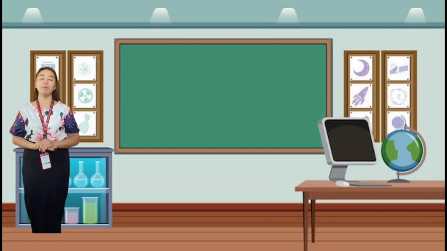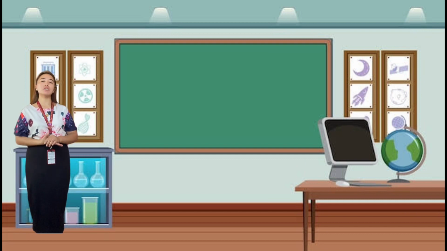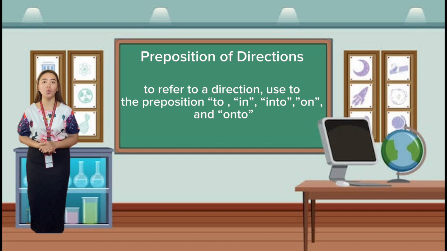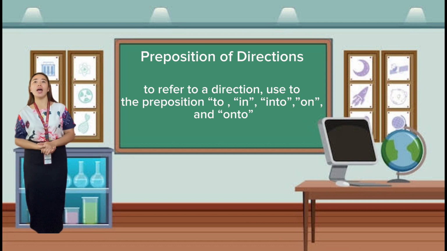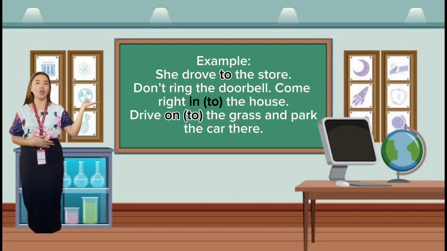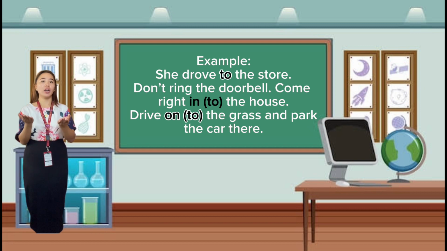First preposition that we will discuss is preposition of direction. Preposition of direction refers to a direction. We use the prepositions to, in, into, on, and onto. For example: she dropped to the store. Next: don't ring the doorbell and come right into the house. Next: drive onto the grass and park the car there.